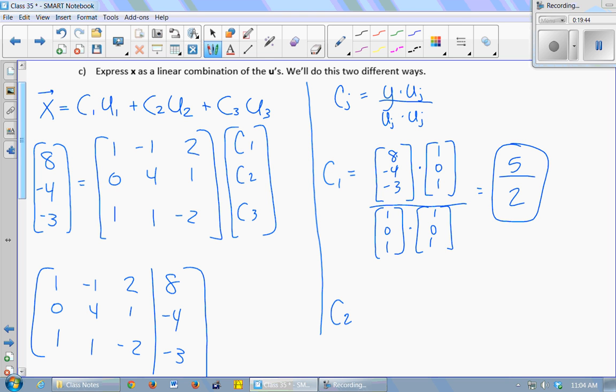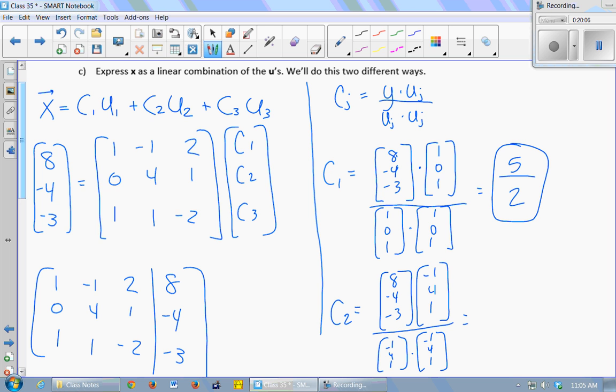And then C2 is going to be my y, (8, -4, -3), dotted with u2, because I'm trying to find C2. So it's (-1, 4, 1) over u2 dotted with u2. So that would be -8 minus 16 is -24, minus 3 is -27, over 1 plus 16 is 17, plus 1 is 18. So that's -3/2.